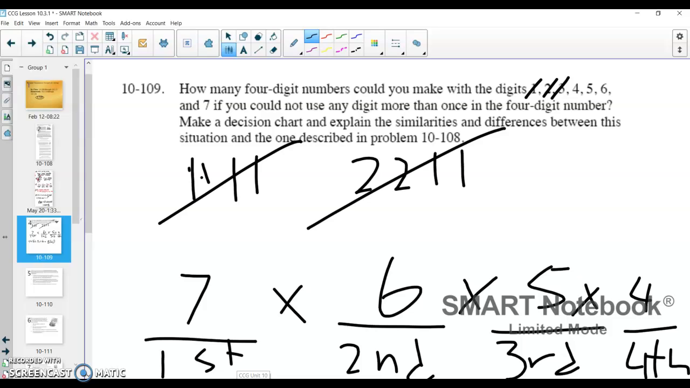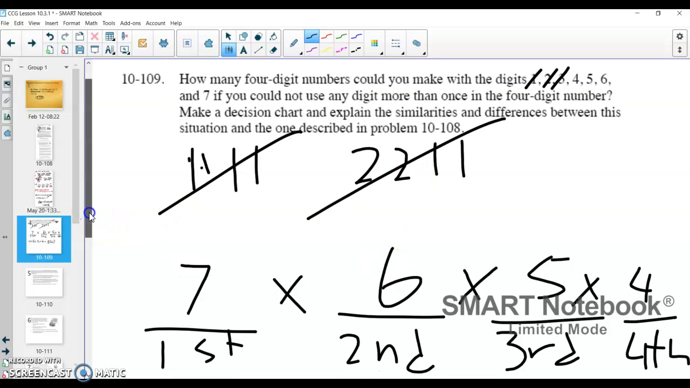All right, so we're going to pick up here at 10.109 for part 2 of lesson 10.3.1, talking about the fundamental principle of counting. And really what we saw was there was a difference from the first problem to the second problem, because in the first problem you could repeat any number at each decision point for each digit. And on this one, really the difference was that after you made a choice, the number went down by 1 because now that number is taken out.